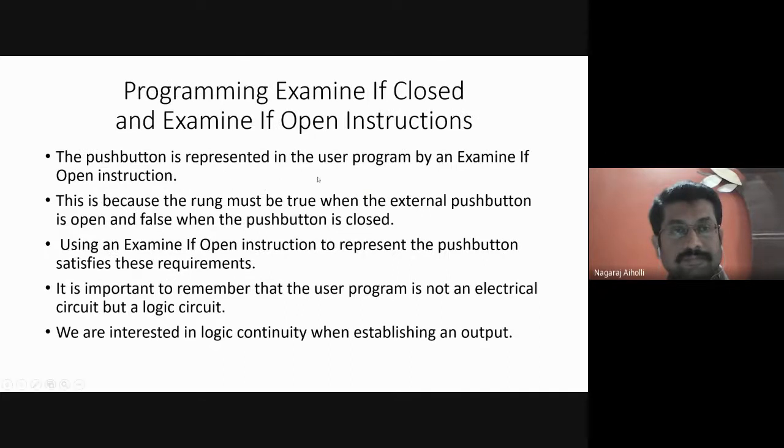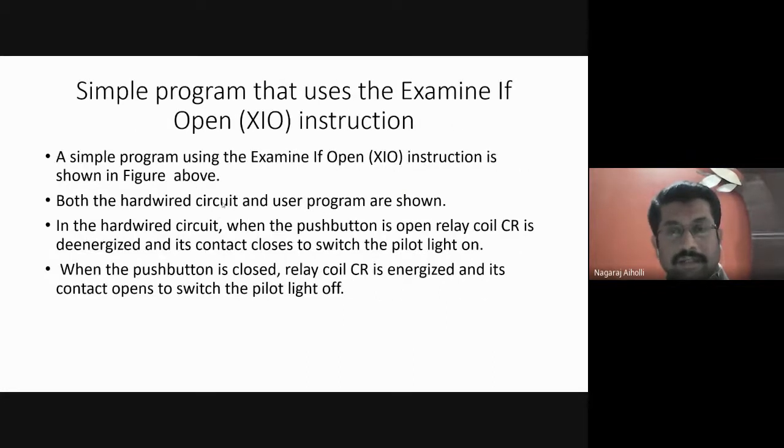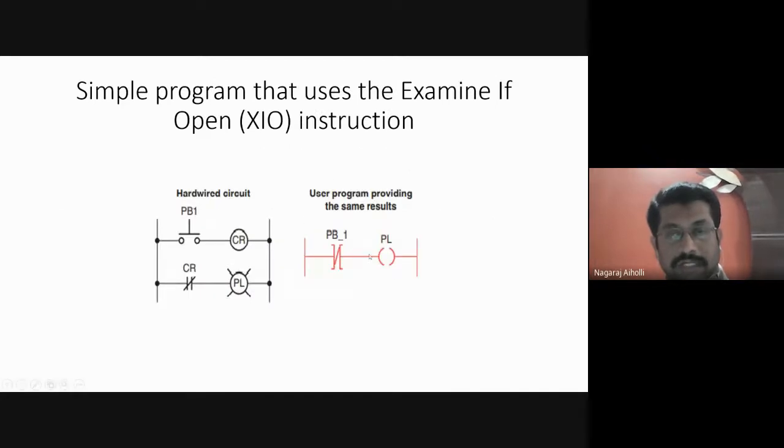The push button is represented in the user programming by an examine if open instruction. Why? What is the reason? Because the rung must be true when the push button is open. That's the point I highlighted here. If the push button is in open state, then the rung must become true and the output should be turned on. For that sake, we are using the XIO instruction, examine if open instruction. That is, if they are open, then the output should be true.